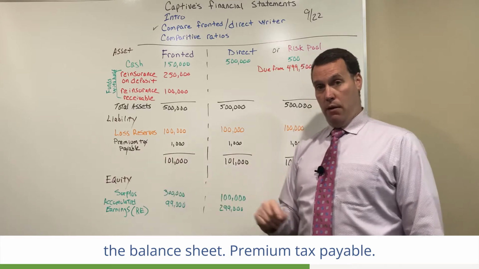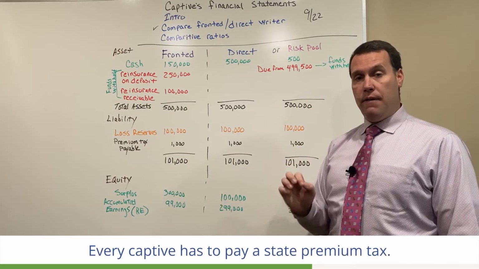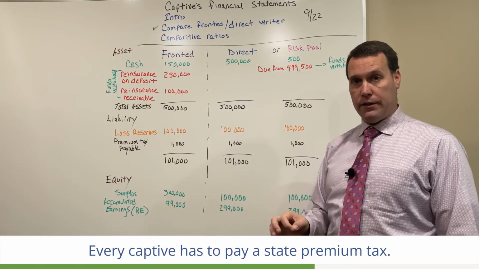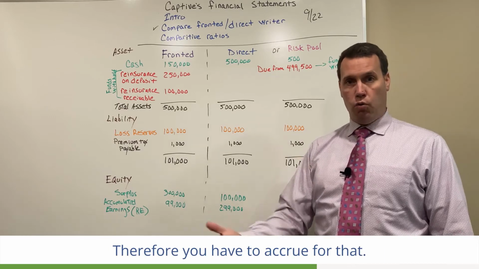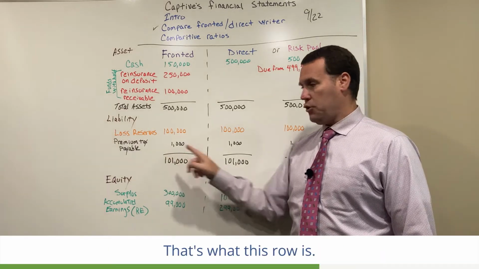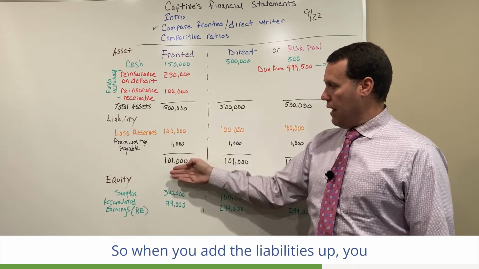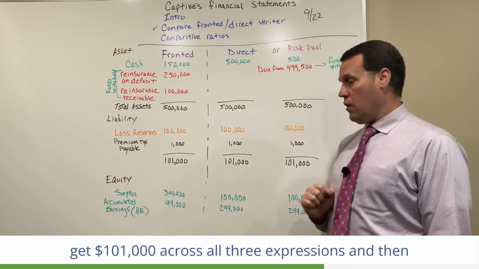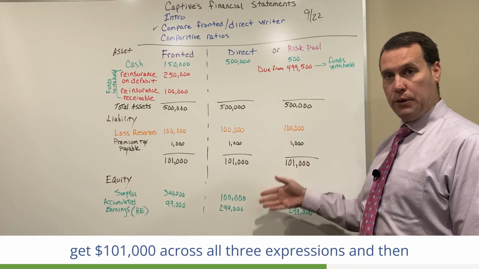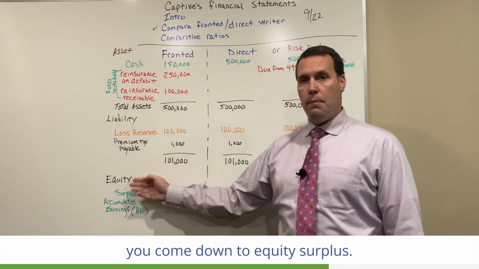Premium tax payable. Every captive has to pay a state premium tax. Therefore, you have to accrue for that. That's what this row is. So when you add the liabilities up, you get $101,000 across all three expressions. And then you come down to equity.